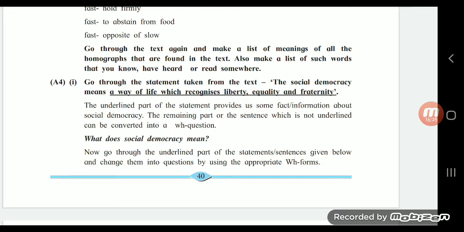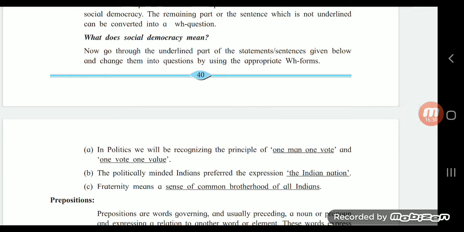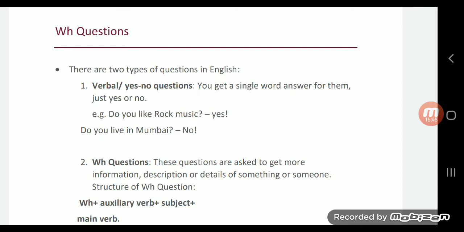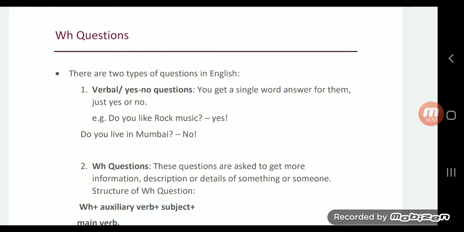Okay, now let us just discuss WH forms. What are different types of WH questions? I'm not going into a lot of detail, but let us just revise whatever we have learned so far in previous standards. Okay, so on the screen you can now see some information about WH questions. Now let us go in detail. There are two types of questions in English or in any language. Here we are considering English.